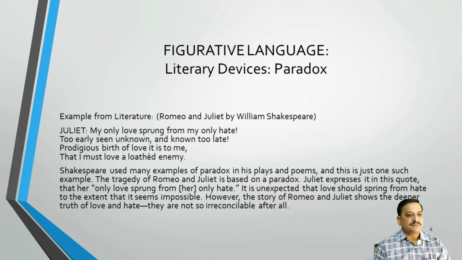Shakespeare used many examples of paradox in his plays and poems, and this is one such example. The tragedy of Romeo and Juliet is based on a paradox. Juliet expresses it in this quote that her only love sprung from her only hate. It is expected that love should not spring from hate, to the extent that it seems impossible. However, the story of Romeo and Juliet shows the deep truth of love and hate. They are so irreconcilable after all.